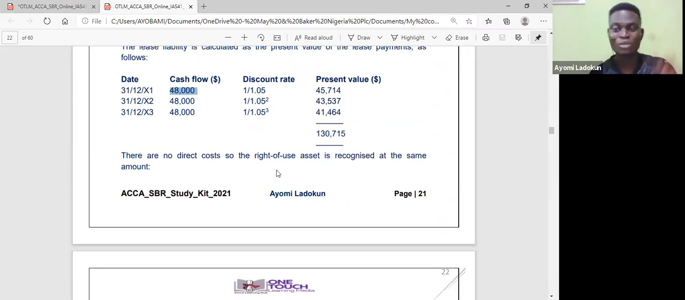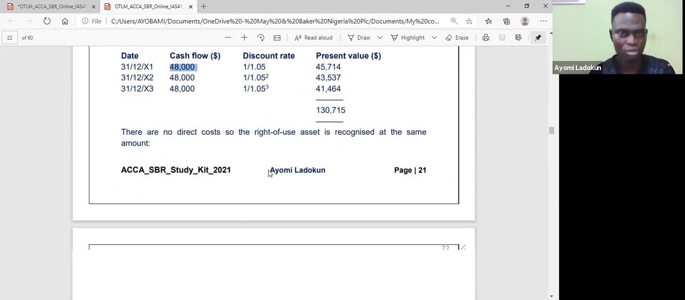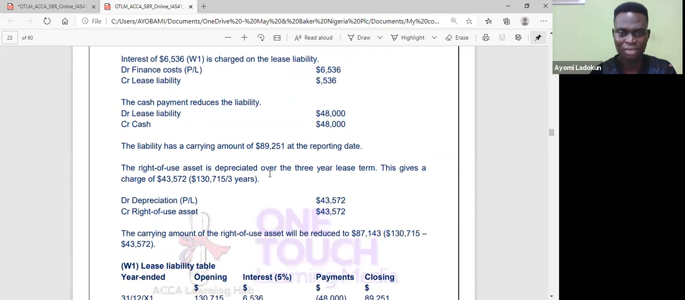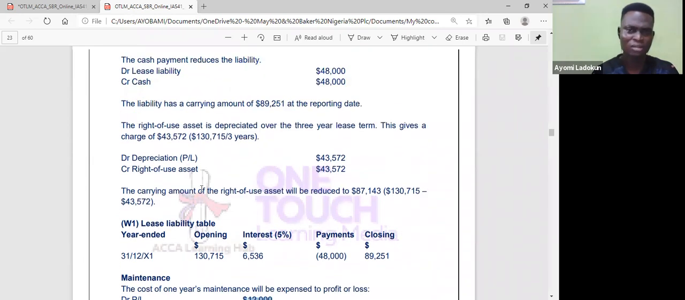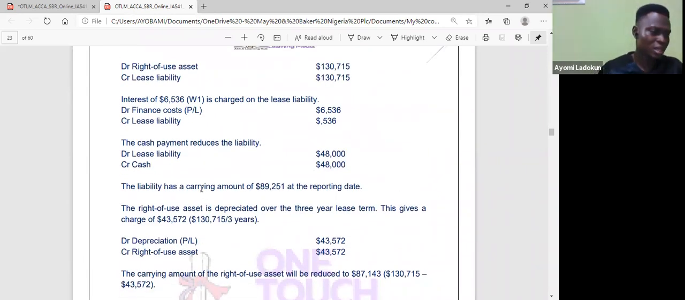The only thing is we have a contract that has a lease component and a non-lease component. So just apply that formula to separate the lease component. Every other thing remains the same. Any concern? So you do your lease liability table. For the maintenance, you just take it straight to the profit or loss account: debit expense, credit cash. It's as simple as that. And that's the end of that question.